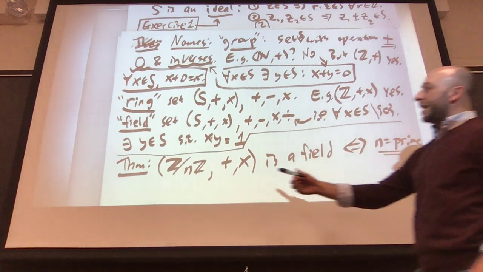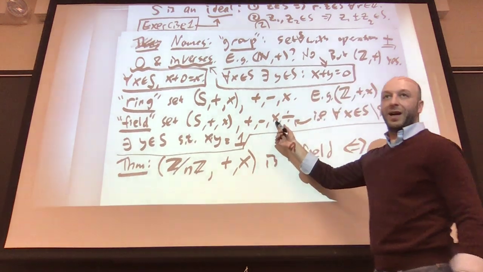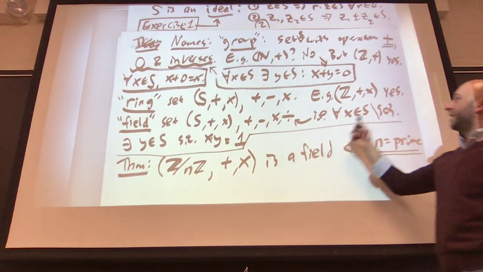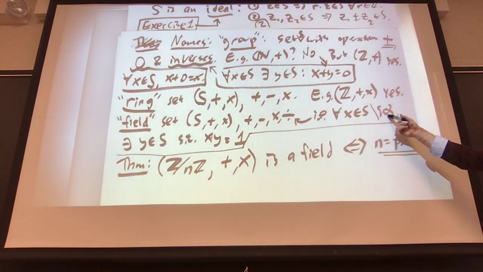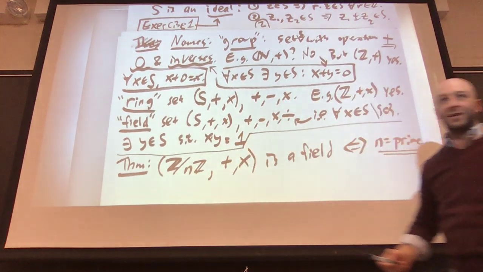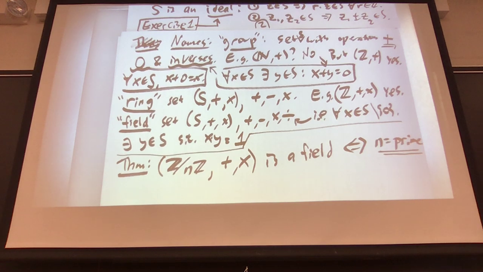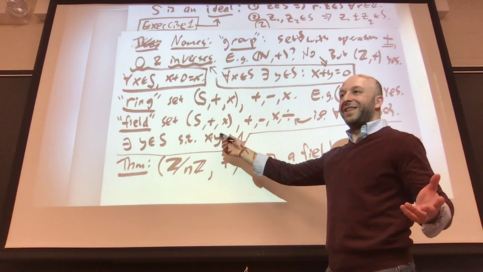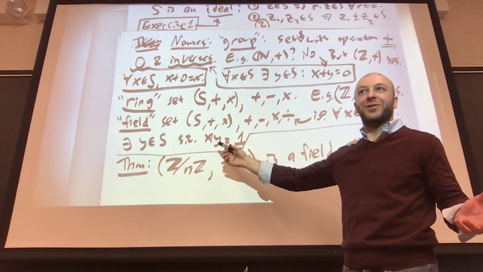So in Z, I can already add, subtract, and multiply. So in Z mod n, I can add, subtract, and multiply. The only question is, does every non-zero residue class have an inverse? What do you mean an inverse? What's a half in the integers? A half is not in the integers, right?